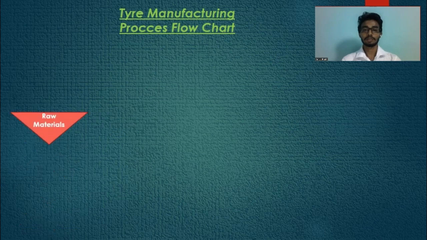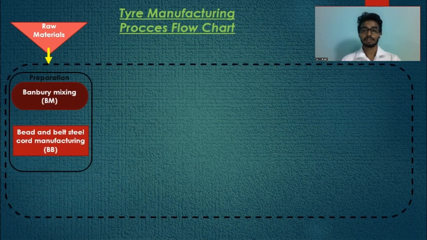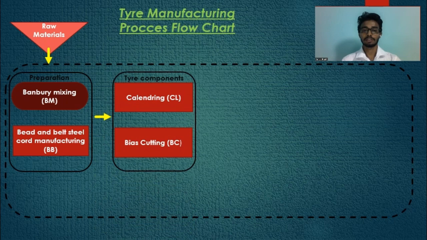First, raw materials must be procured. Rubber, steel, chemicals, and textiles are used as raw materials. Then there is a preparation step. The raw materials are mixed as required, and wheat and built steel cord manufacturing is done here. Then the tire components step. Calendering and bias cutting are done in this step.